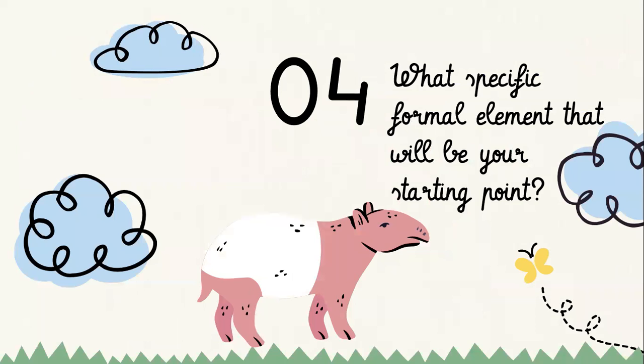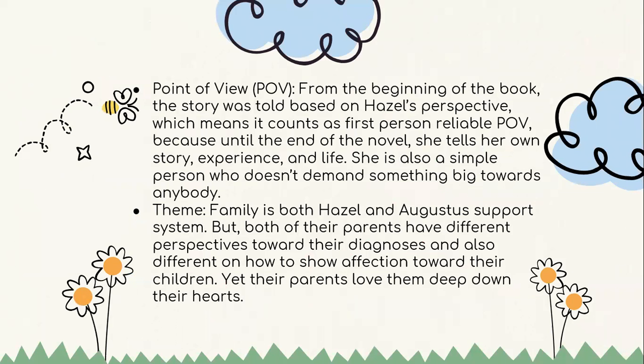Next, the fourth one is what specific formal element will be your starting point. The first one is point of view. From the beginning of the book, the story was told based on Hazel's perspective, which means it counts as first person reliable point of view. Because until the end of the novel, she tells her own story, experience, and life. She is also a simple person who doesn't demand something big towards anybody. Therefore, this statement briefly explains why it counts as first person reliable point of view.